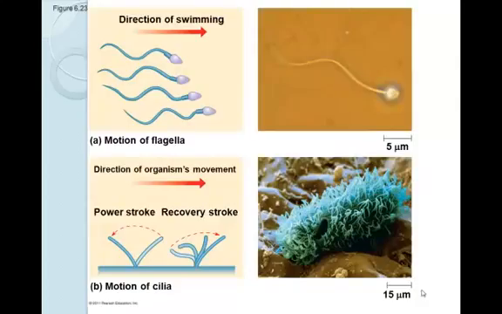Microtubules make up the structure of both cilia and flagella. Flagella are found on protozoa and on human sperm cells. Cilia are also found on protozoa and on the surface of tracheal cells in our windpipe.